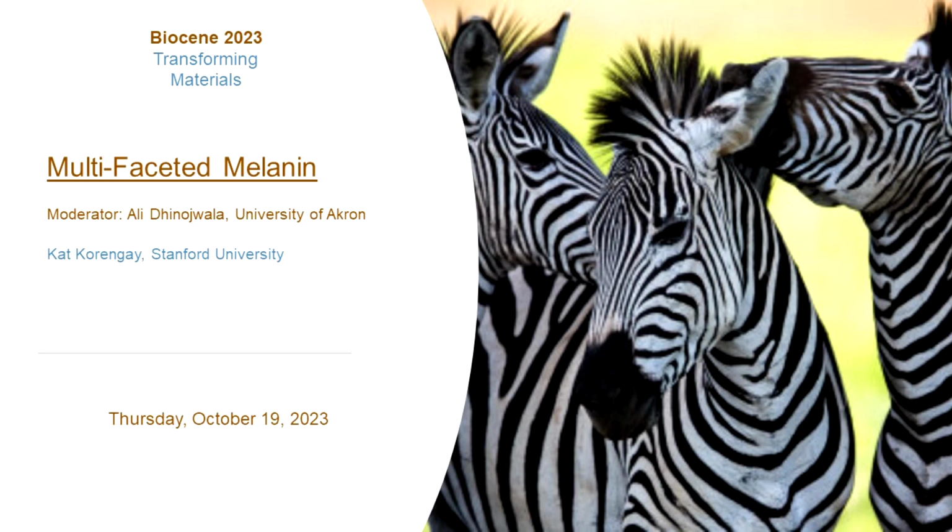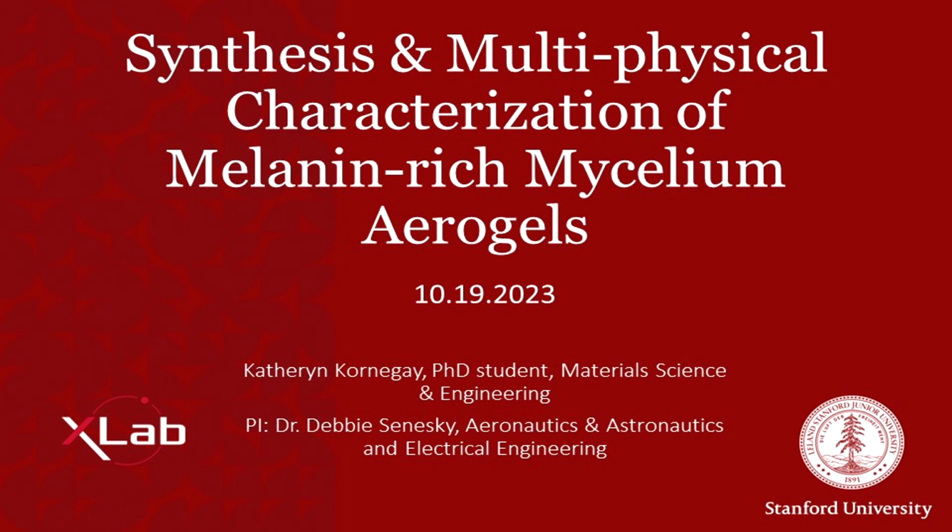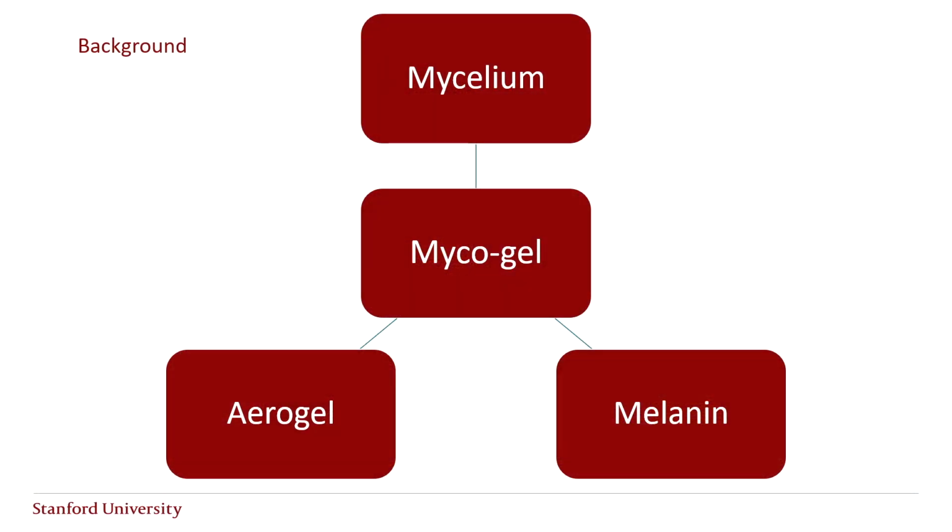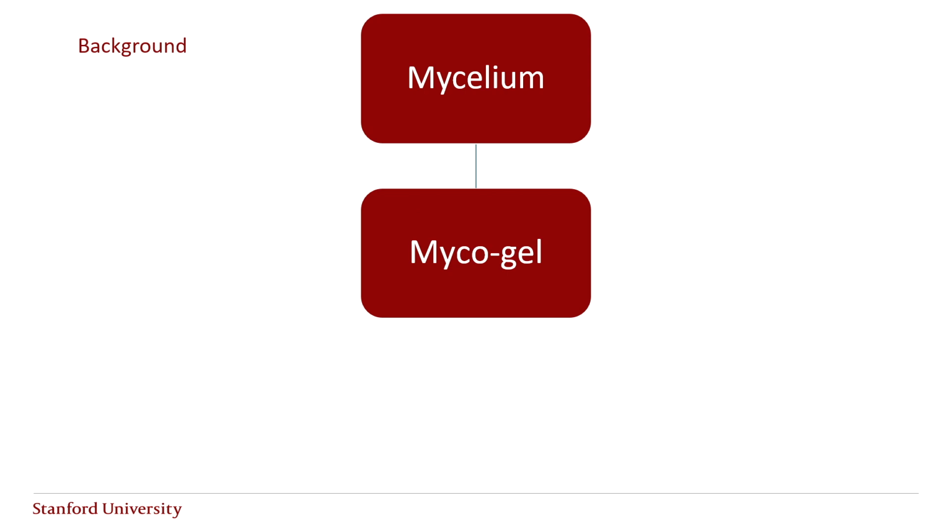I'm a PhD student at Stanford University, and today I'm going to go into an application of melanin, specifically talking about the synthesis and multiphysical characterization of melanin-rich mycelium aerogels. So that was a mouthful. I like to abbreviate that full thing to mycogel, and we can break down the mycogel into three parts: mycelium, aerogel, and melanin. I'm going to go into some of their benefits and ultimately talk about why all three combined are a great type of material. So first, we'll start with mycelium.